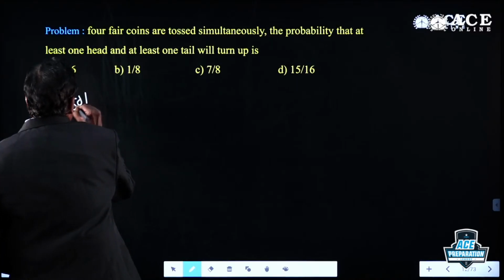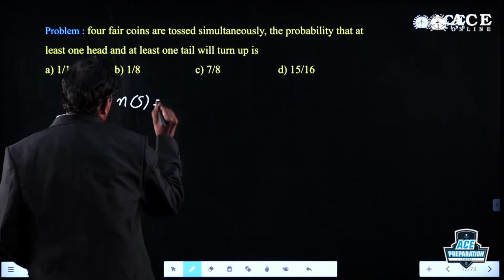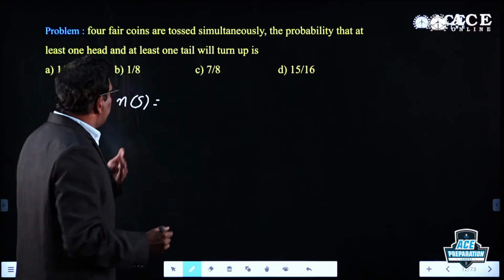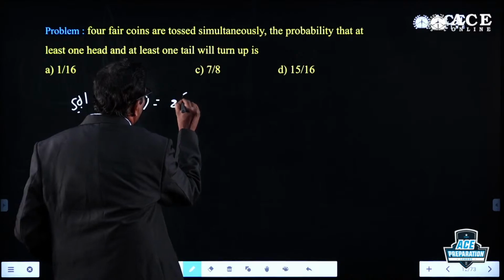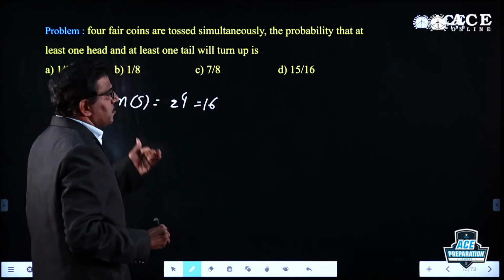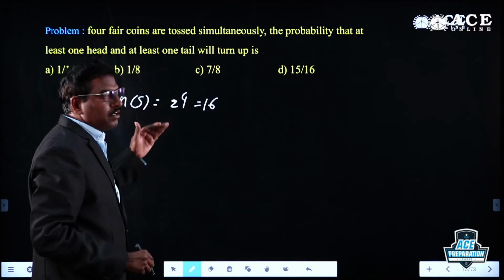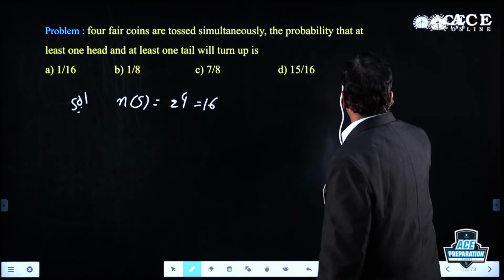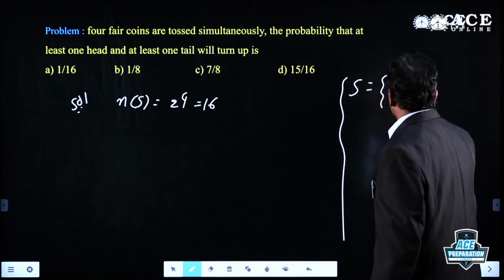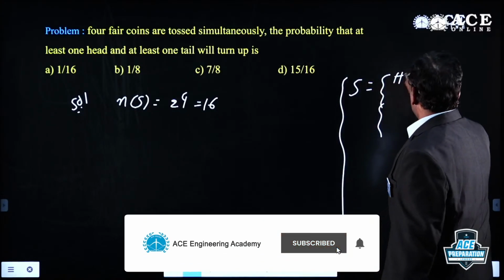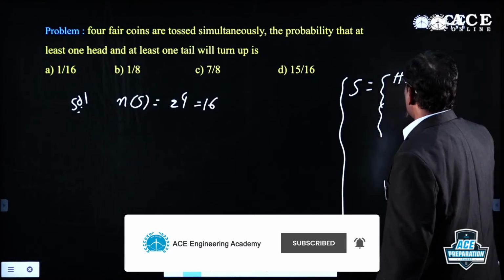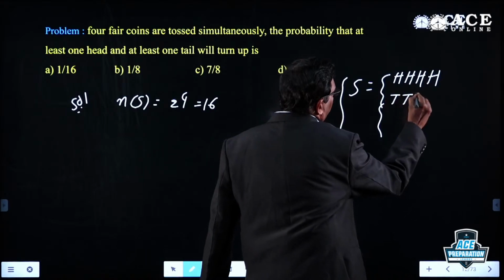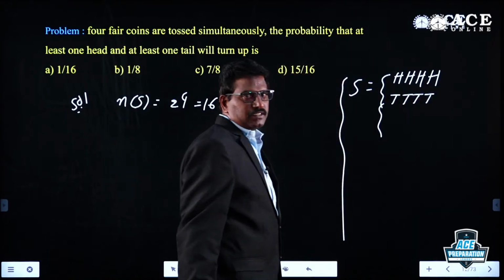Solution. Here n of S: for a single coin the denominator is 2, for 2 coins 2 squared, for 3 coins 2 cubed, for 4 coins 2 power 4. So n of S is 2 power 4, that is 16. Numerator is a part of the denominator. I will not write all 16 possibilities, but I will show you just 1 or 2 cases. This is a sample space. Among 16, this is one case: all outcomes may be heads. Or all outcomes may be tails. This is also one case.